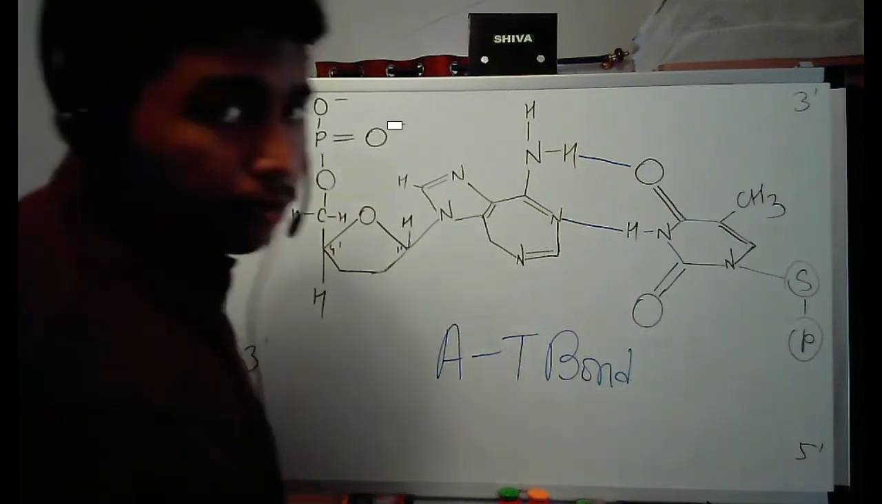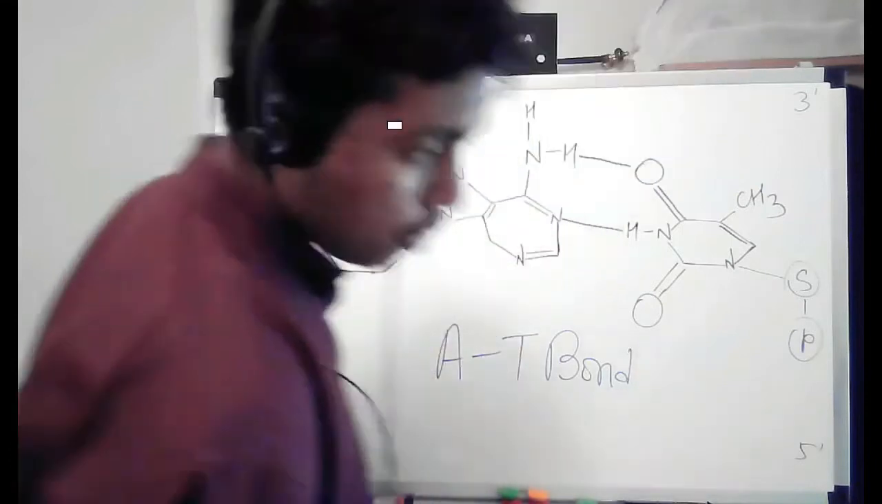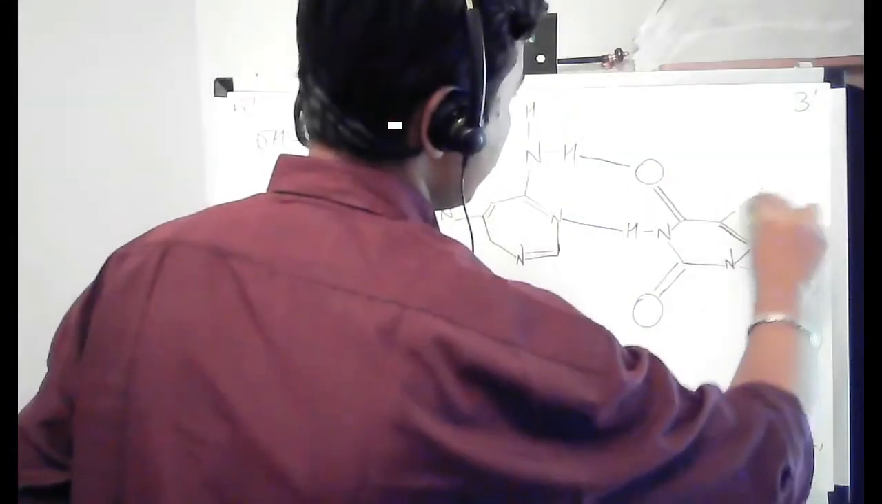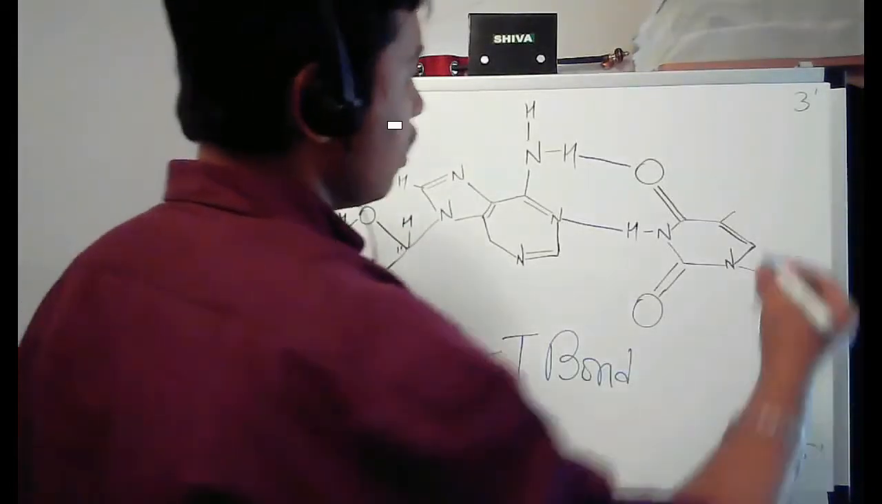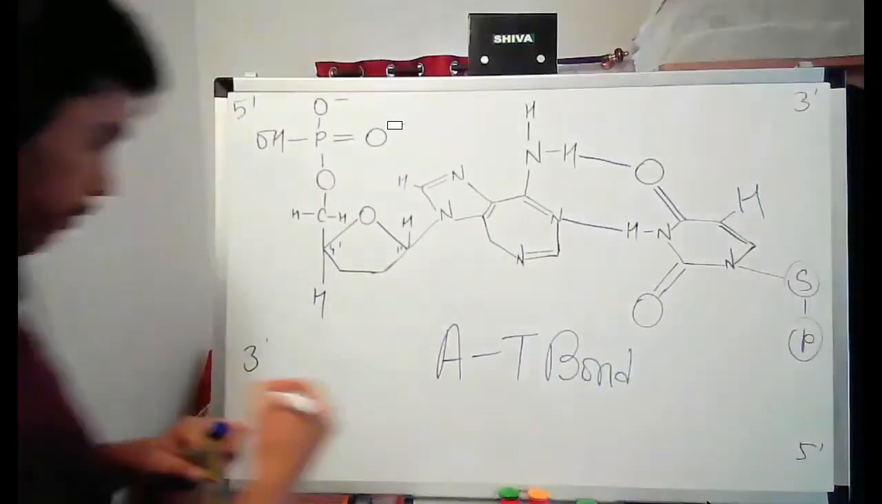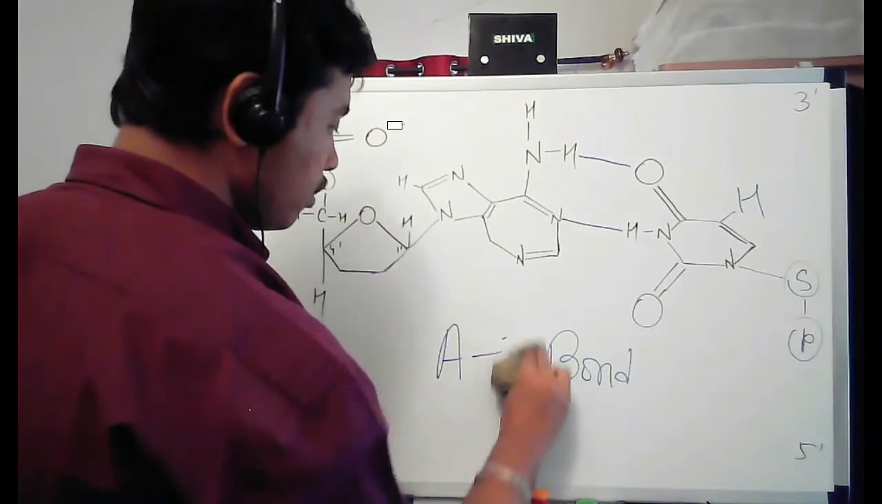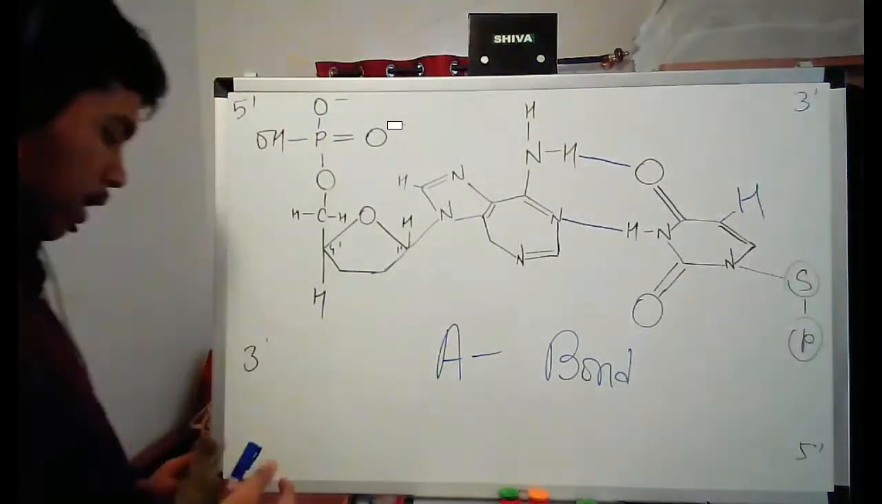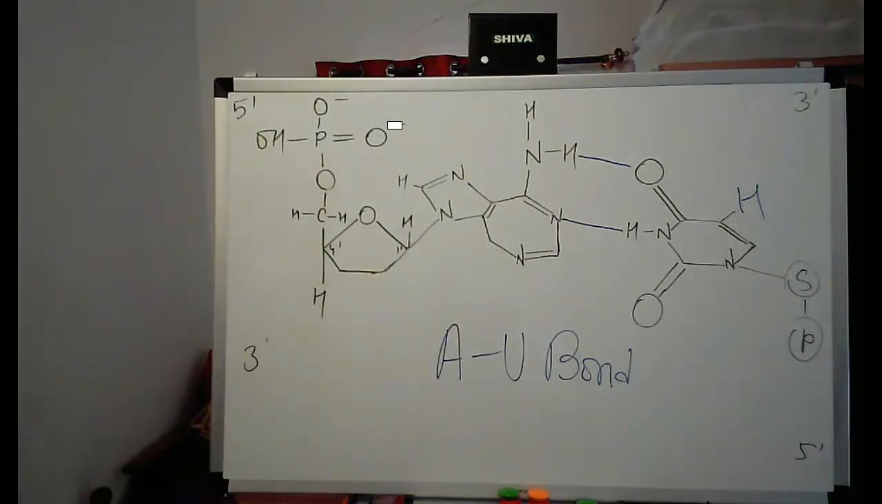Now this can be converted into uracil by just the removal of this CH3. Instead, you will have one H over here, and boom. This will now feature the AU bond in RNA, specific to RNA only. Prior to this was the AT bond, specific to DNA only. I hope everything is clear right now.